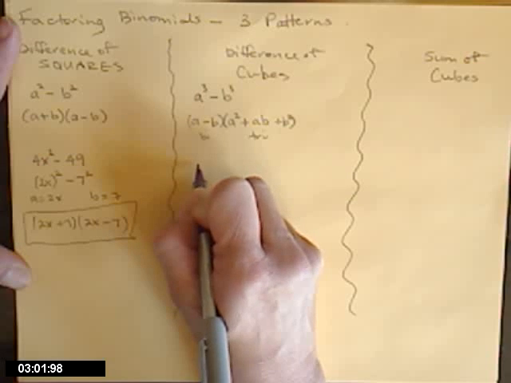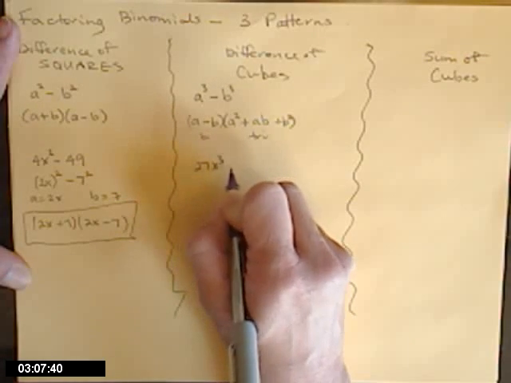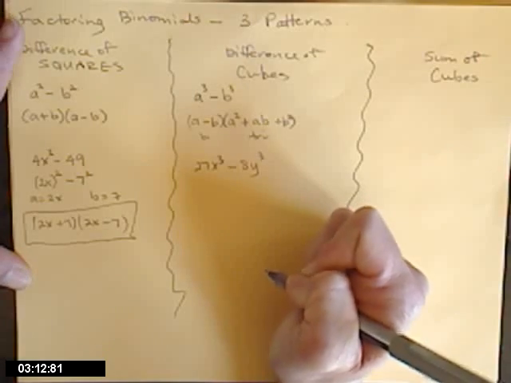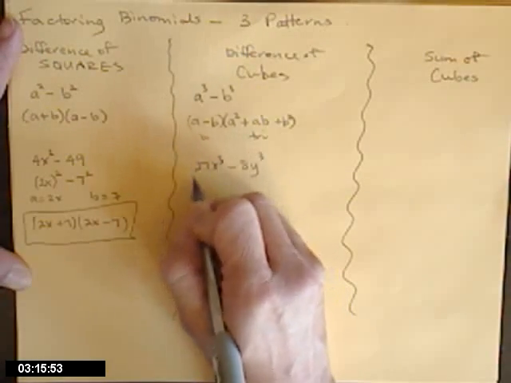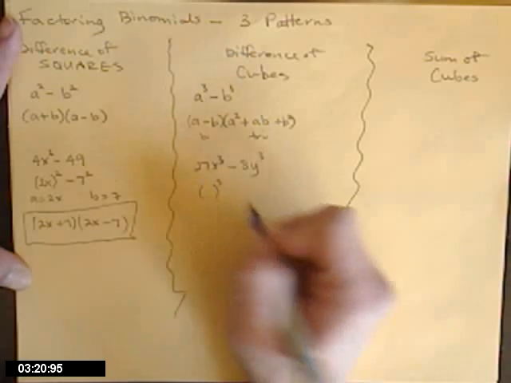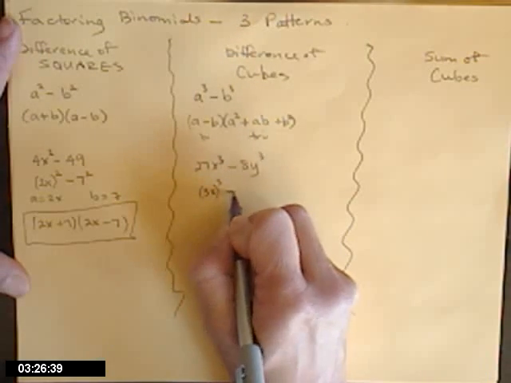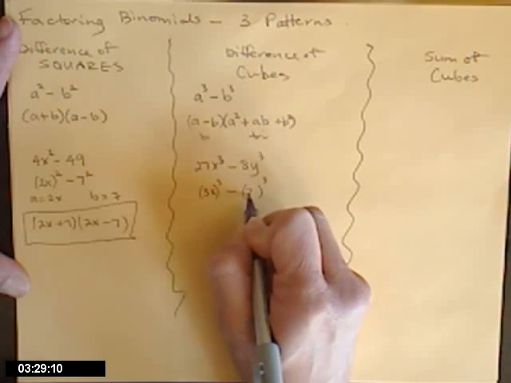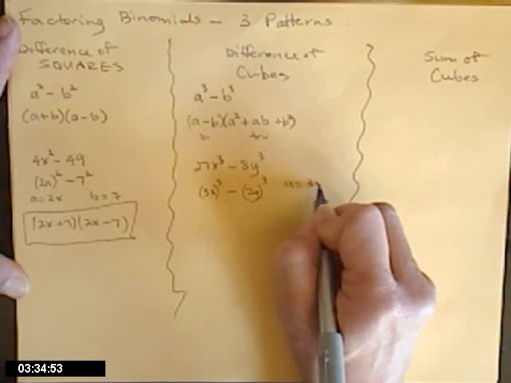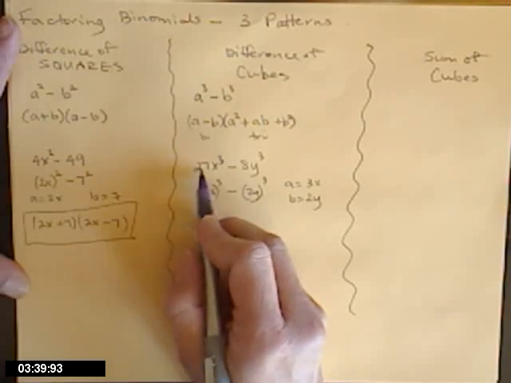So if I have, let's say, 27x cubed minus 8y cubed. If we go through that exercise we did with the squares and figure out what a and b would have to be, so I need to write something in this set of parentheses so that if I cubed that whole something, I would get 27x cubed back. The answer for that's 3x. And then the same thing over here. If I cubed 2y, I would get 8y cubed. So now I know that a is equal to 3x and b is equal to 2y. So I can follow the pattern.